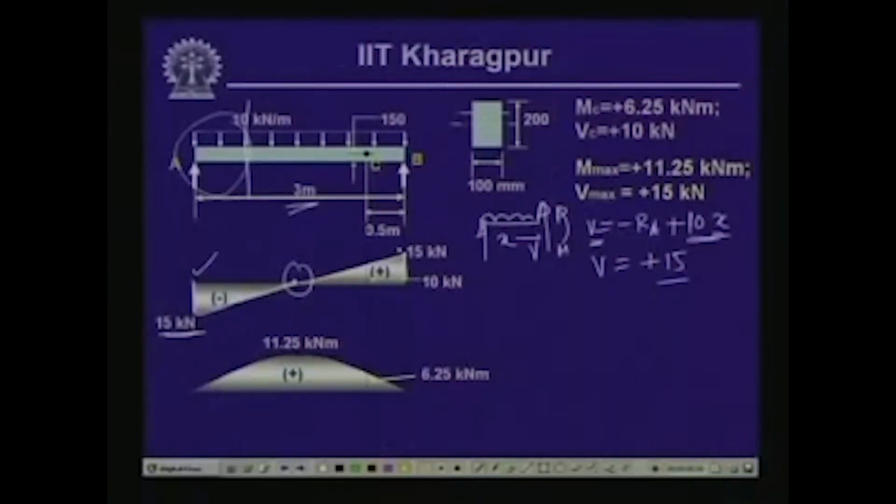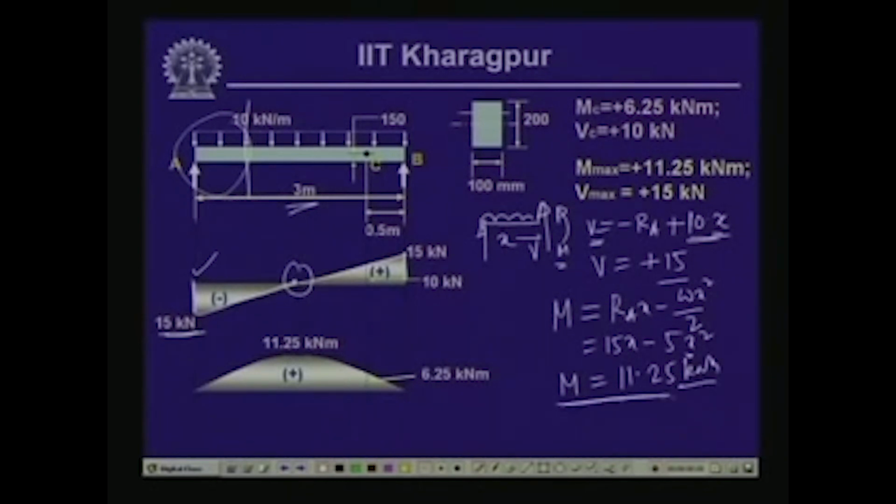Now, also if you compute the bending moment M, the value of the bending moment M is equal to Ra into x minus W x square by 2. Now, Ra is equal to 15. So, 15 times x minus W is 10, so 5x square. Now, at the center where x equals 1.5, if you compute, the value of the bending moment will be equal to 11.25 kilonewton meter. So, that is the maximum bending moment that we get corresponding to this 0 shear force.